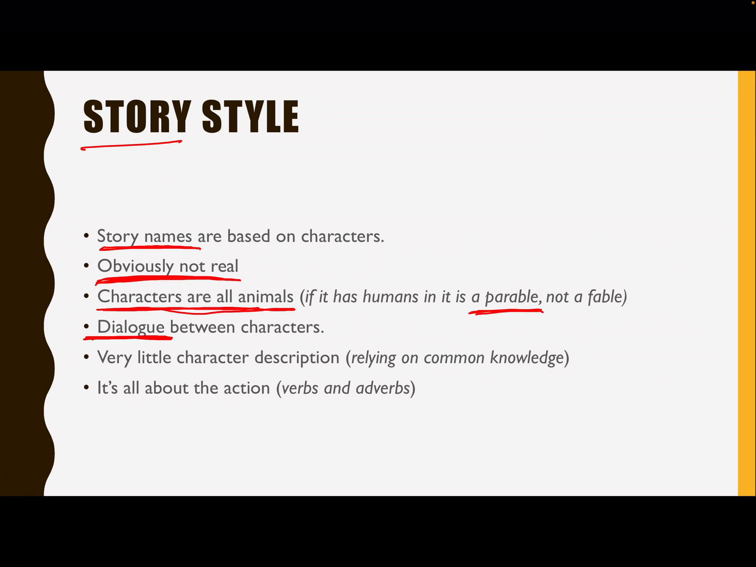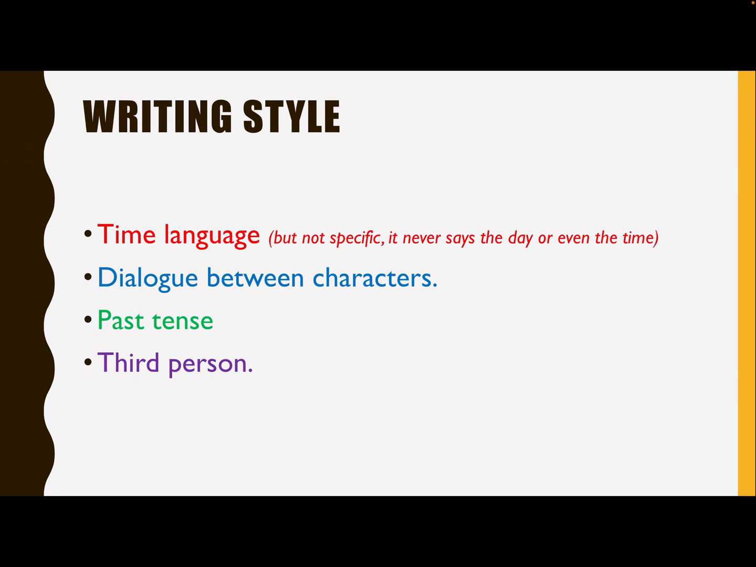In fact, there's very little of anything. They're very, very short. It's all about the action. So it's all about the verbs, it's all about the adverbs, it's all about the things that are happening. Boom, boom, boom, three or four things happen in a row. There's the end of your fable. Lovely. It ends with something that I'm not really going to talk about today because I want to do a whole lesson on it. And then there's the writing style.